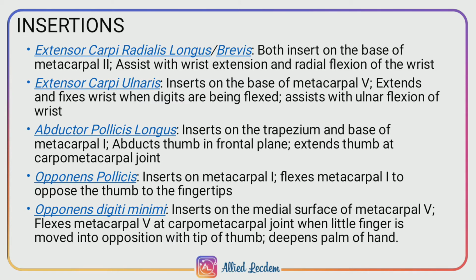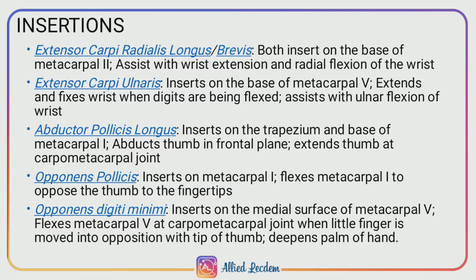Next are the muscle insertions seen in the metacarpal bones. The first and foremost is extensor carpi radialis longus and brevis. Both insert on the base of metacarpal 2. Next is extensor carpi ulnaris, which inserts on the base of metacarpal 5 and assists in the extension of the wrist. Next is the abductor pollicis longus, which inserts on the trapezium and base of metacarpal 1, and its functions are to extend the thumb at the carpometacarpal joint and abduct the thumb in the frontal plane.